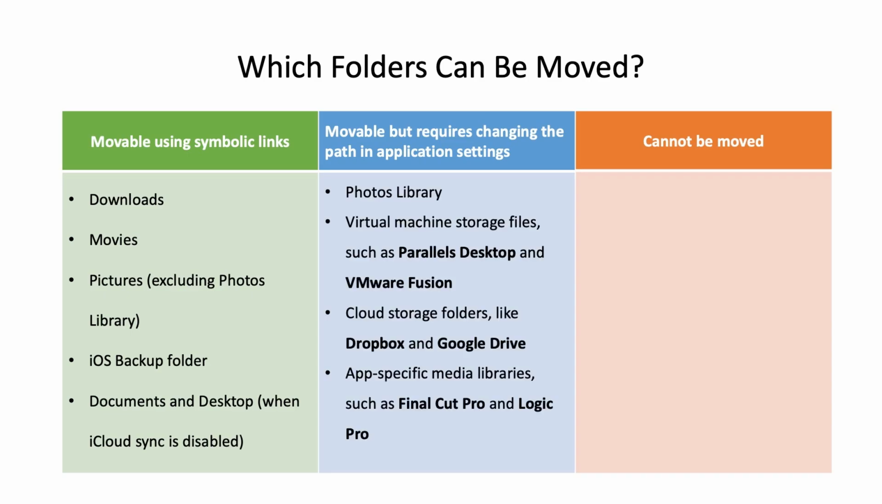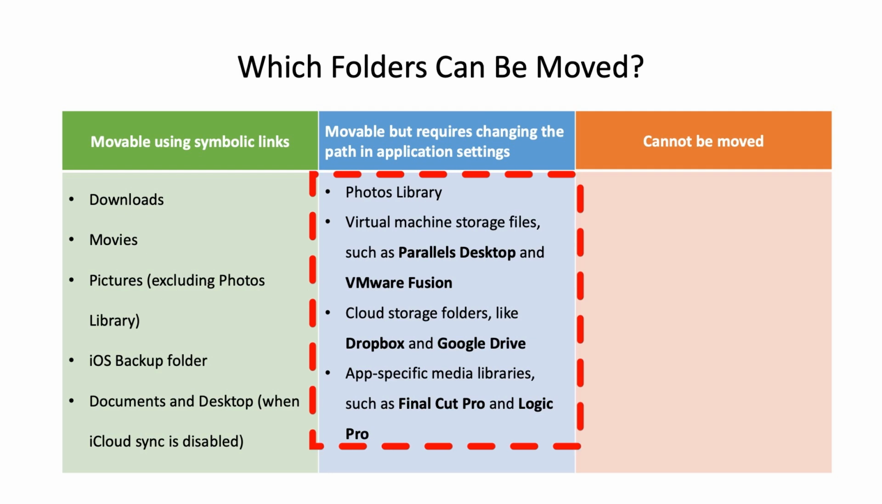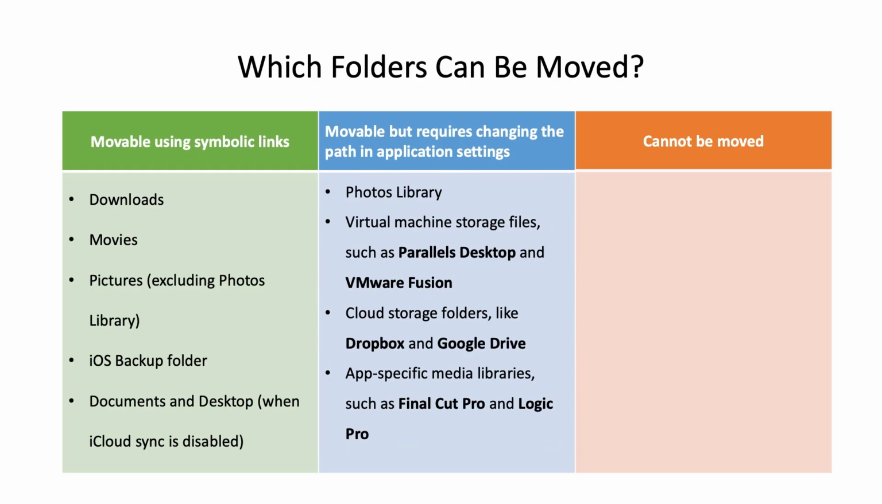Folders that can be moved but require changing the path in application settings. Virtual machine storage files, such as Parallels Desktop and VMware Fusion. Cloud storage folders like Dropbox and Google Drive. App-specific media libraries or project folders, such as Final Cut Pro and Logic Pro. For these, it's best to change the storage path in the application settings, rather than using symbolic links, to avoid sync or data integrity issues.